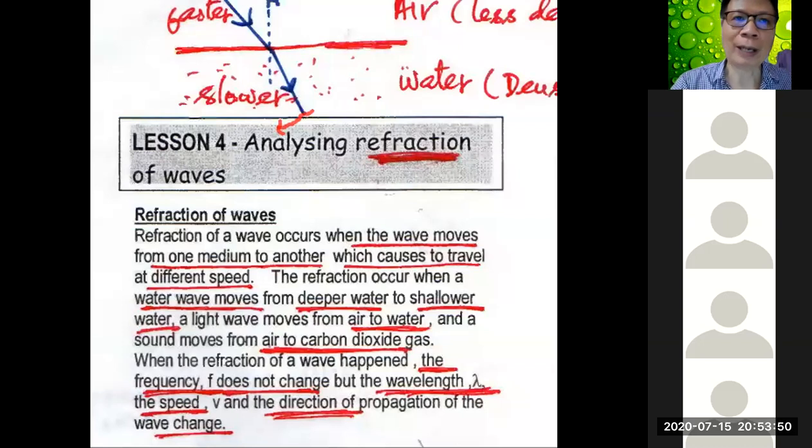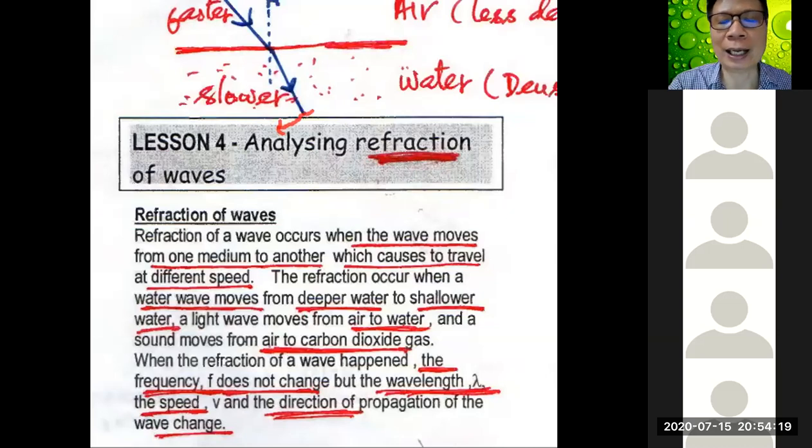Water will refract when it moves from deep water to shallow water, or from shallow water to deep water. Okay, that one is done. Next question: when the wave moves from deep water to shallow water, yes, correct. Chong Chao Yi, your answer is also correct. Thank you.